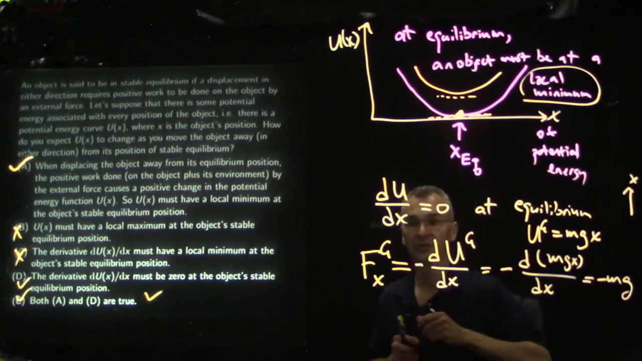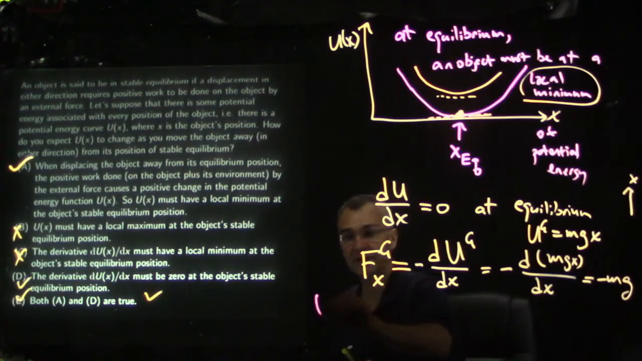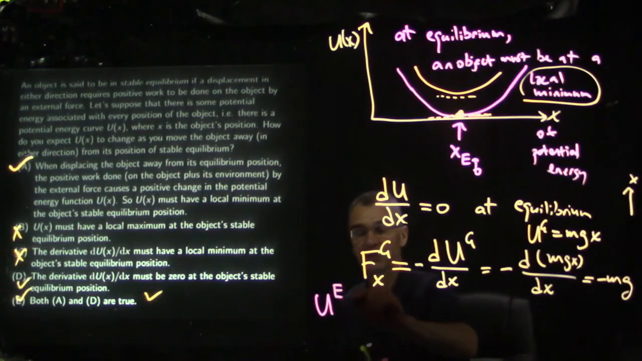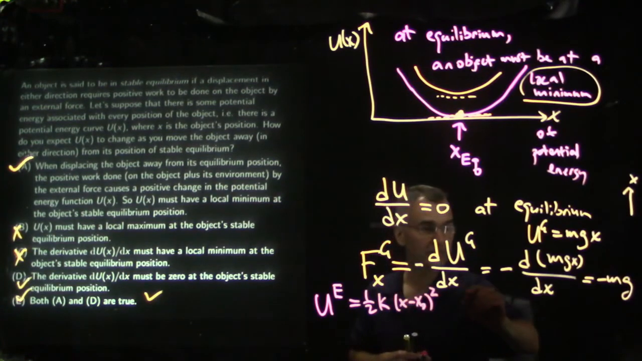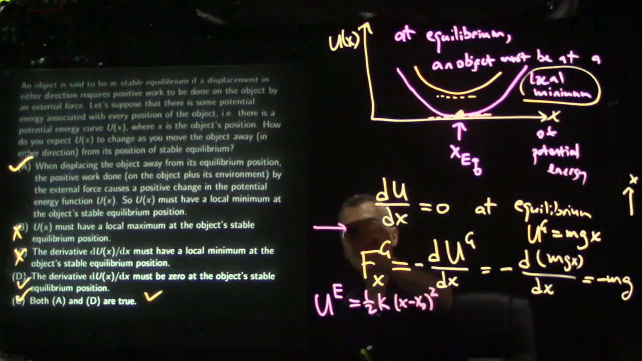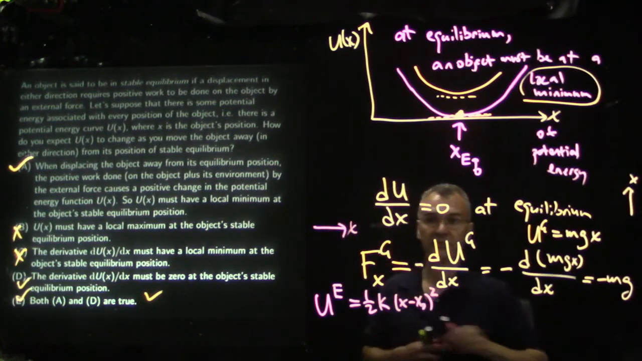Let's instead consider a spring. So we have u elastic for a spring is 1/2 k (x minus x relaxed) squared. So let's say we have x pointing to the right.